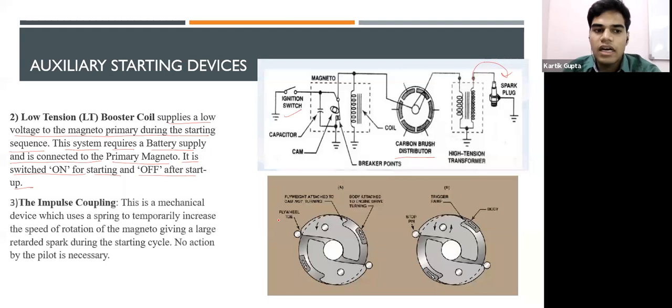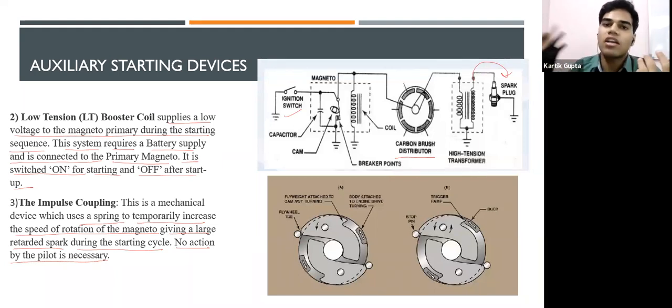Lastly, we come to an impulse coupling. Now again, a couple has formed. A couple is moving two things in opposite directions. This mechanical device uses a spring to temporarily increase the speed of rotation of the magneto, giving a large retarded spark during the starting cycle. No action by the pilot is necessary. So the switches to the ignition, whenever ignition is put onto both or start, these are spring fitted. So when you release the spring, they will spin really fast. When they spin really fast, they will give a push to the magneto, and then the spark will result.